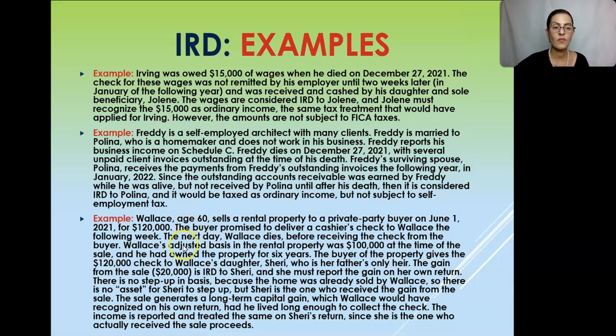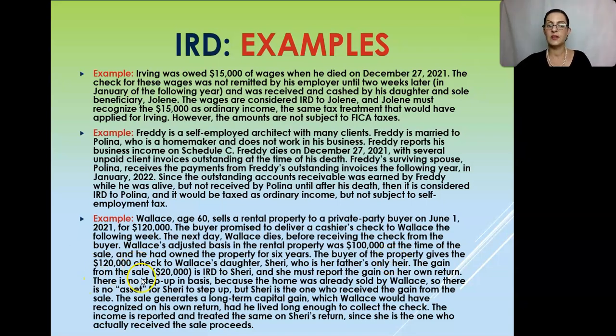Okay? Example number 3. Wallace, age 60, sells a rental property to a private party buyer on June 1st for $120,000. The buyer promised to deliver a cashier's check to Wallace the following week. The next day after the sale, before receiving the money, Wallace dies. Before receiving the check from the buyer, Wallace's adjusted basis in the rental property was $100,000 at the time of the sale, and he had owned the property for 6 years. The buyer of the property gives the $120,000 check to Wallace's daughter, Sherry, who is her father's only heir.